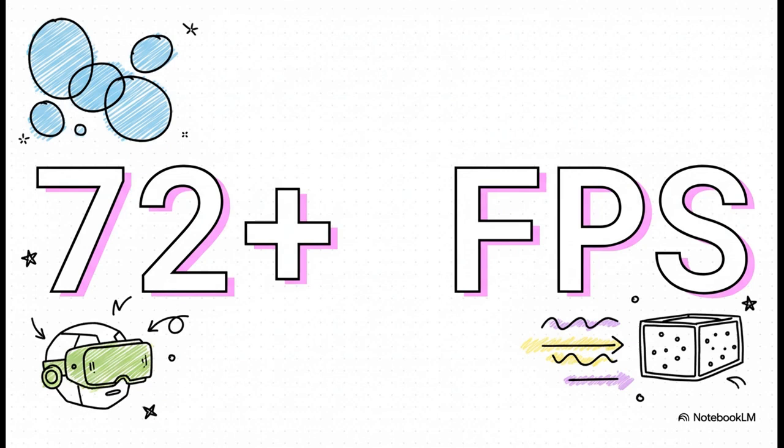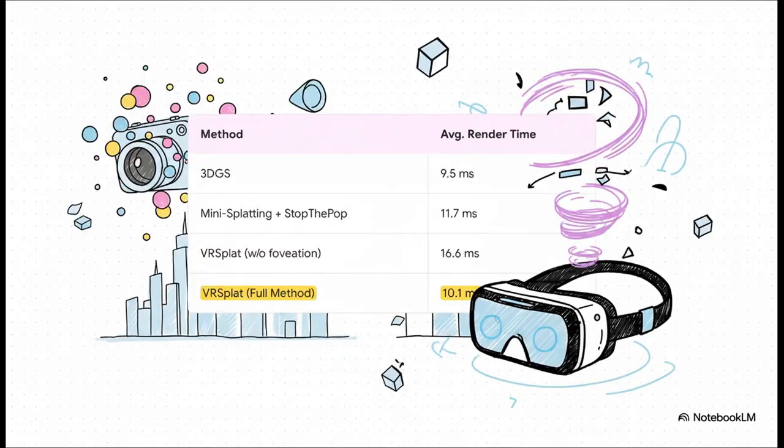And here's the kicker. VR Splat delivers this incredible quality while hitting that all-important performance number for VR, a rock-solid 72 frames per second, or even higher. So it doesn't just look better, it feels better. No more motion sickness. This little table tells such a cool story. The original 3D-GS method was super fast, but then, when people started bolting on other techniques to fix the artifacts, things got a lot slower.